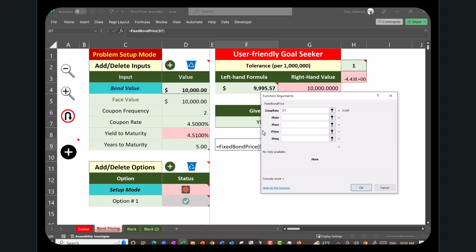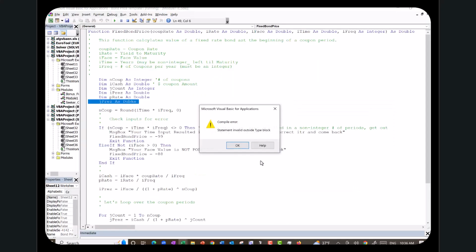You could also write a little help file, but I'll do that in my Excel workshop. Yield to maturity, IFACE, ITIME. ITIME means in an hour in Norwegian. ITIME, where is it? Years to maturity. And IFREC. Done. Apparently I made a mistake.